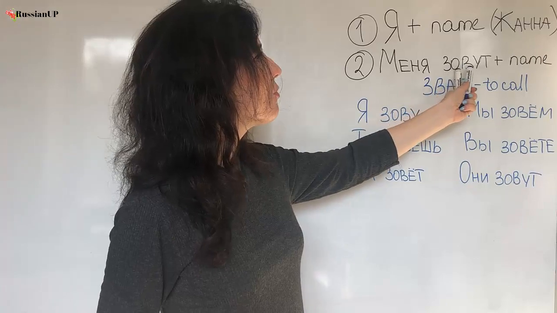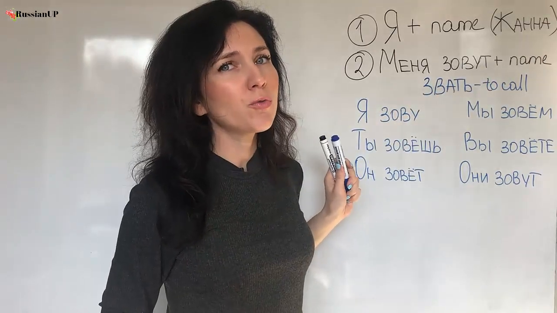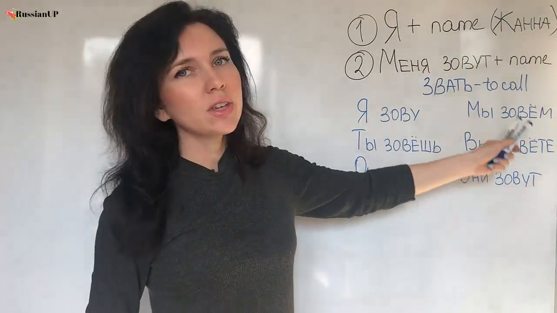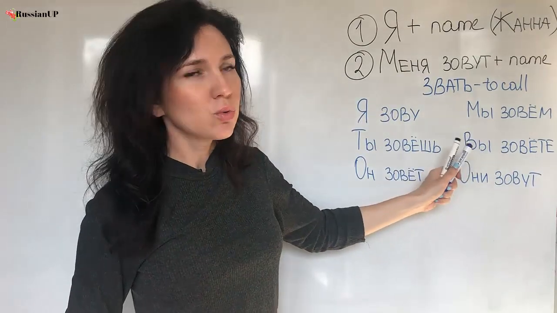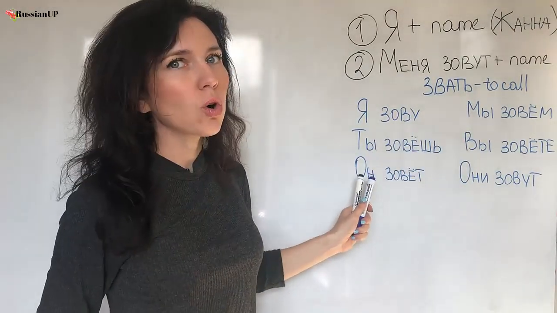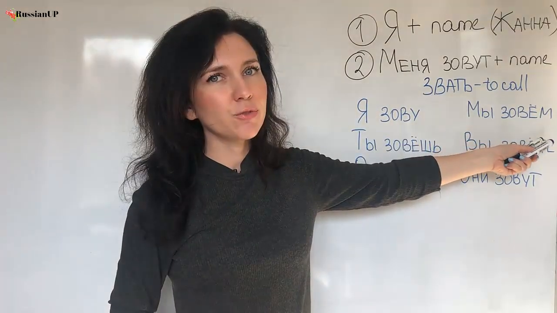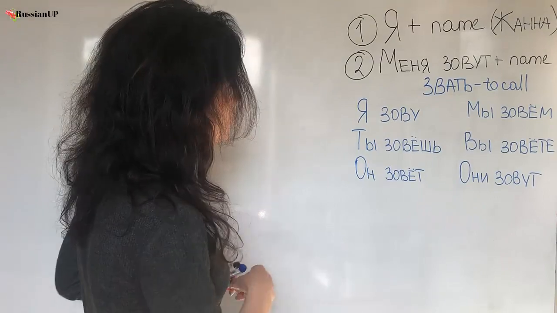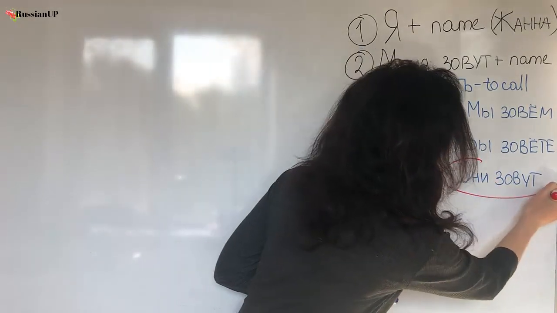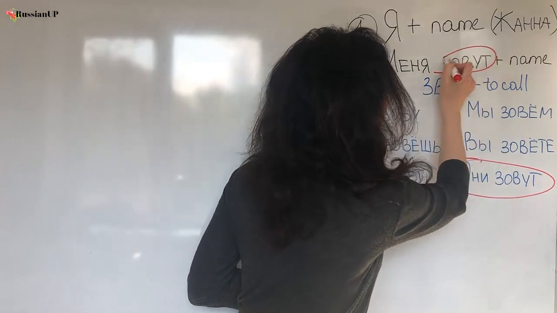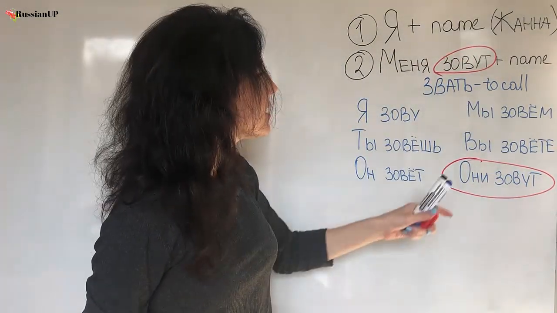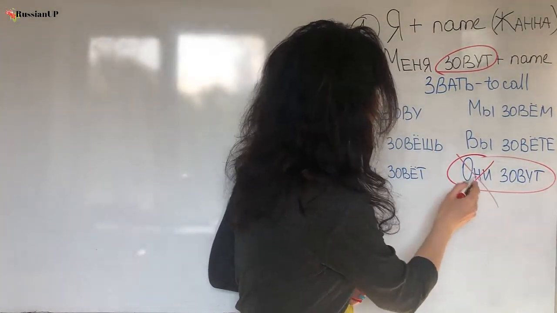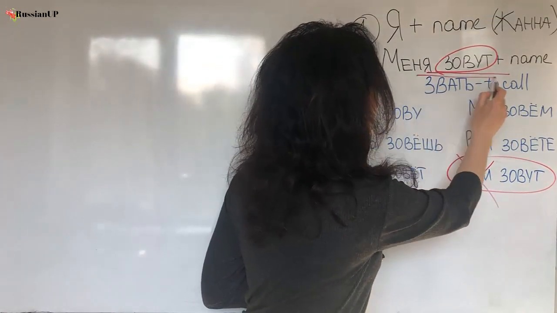The verb зовут. Its infinitive form is звать, to call. And here let's conjugate this verb. Я зову, ты зовешь, он зовет, мы зовем, вы зовете, они зовут. So what do we have? We use the form of они, yes? The form of они, они зовут. But we omit this pronoun они and stay just the verb зовут.